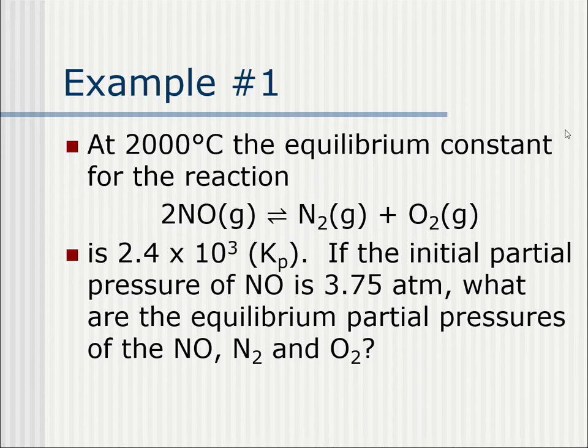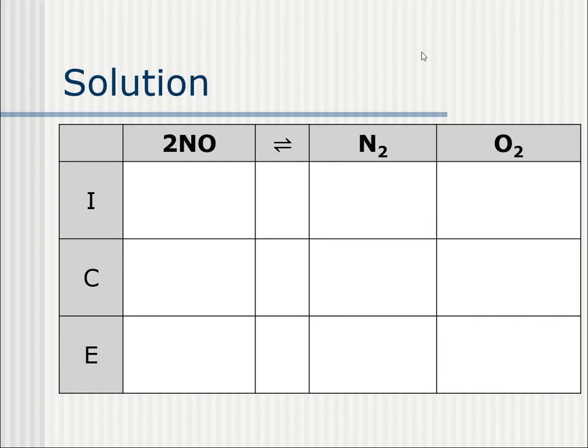So in this situation, I'm going to start with my ICE chart, saying I have 3.75 atmospheres of nitrogen monoxide and no oxygen and no nitrogen. Second, for the change, I have to figure out which side gets the pluses and which side gets the minuses. In this case, we're going to use the context clue we talked about earlier: at equilibrium, all components must be present. That means the right-hand side is going to get the pluses, and the left-hand side is going to get the minuses, but with a small twist.